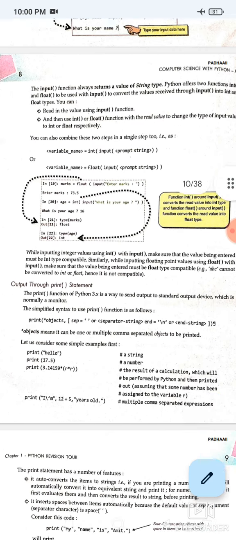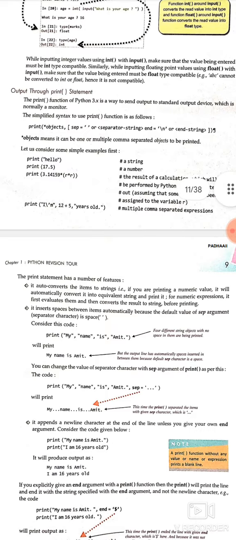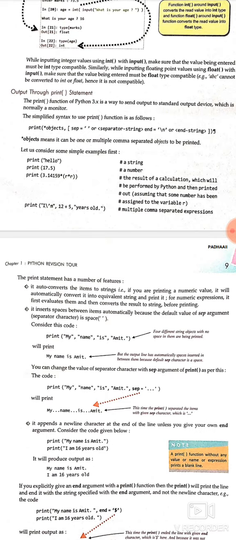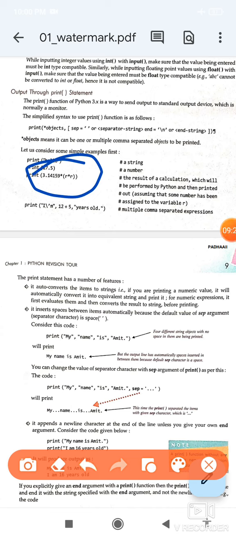Okay. Next. What is the output? How do we do the output? Output is done through the print function. So I can print a string, I can print a number, I can print a result. I can give something like r into r. If you give an expression, it will print the value.